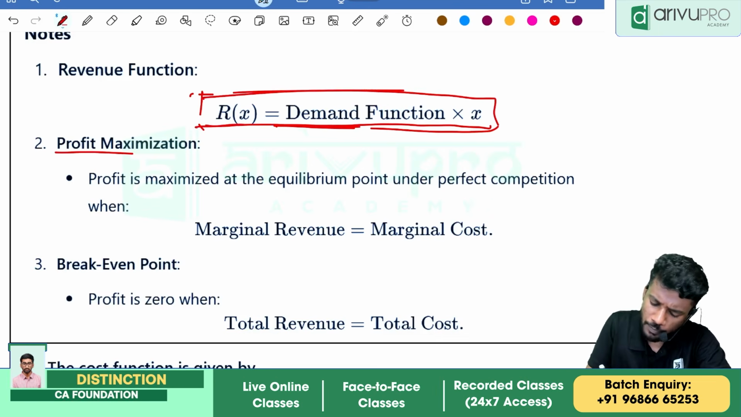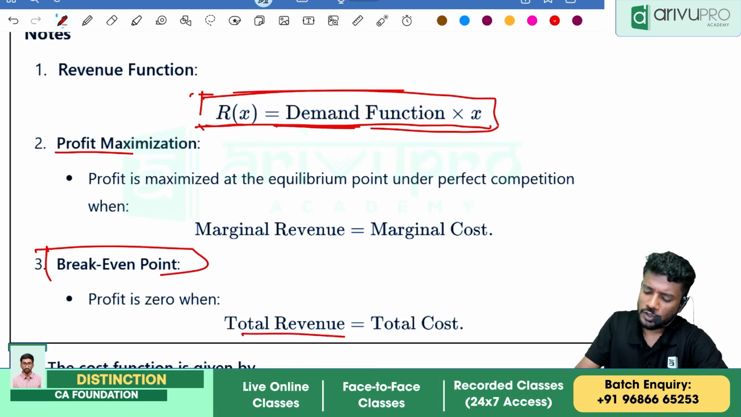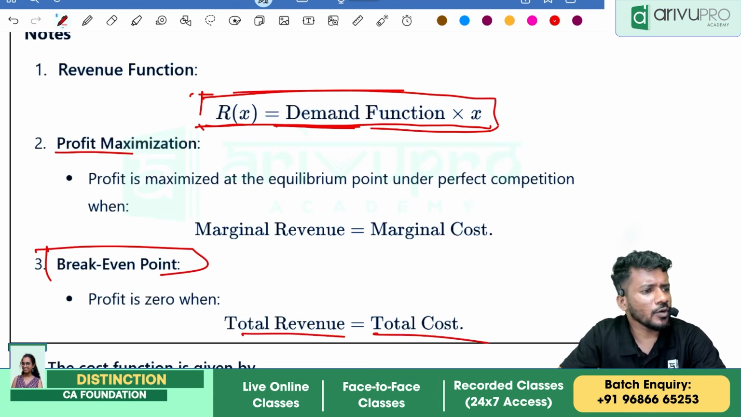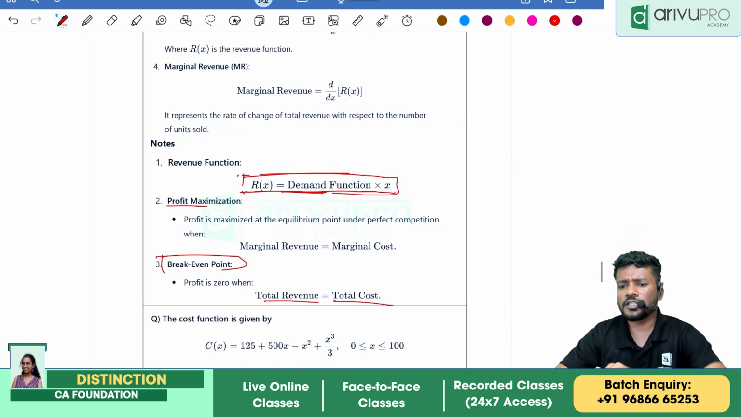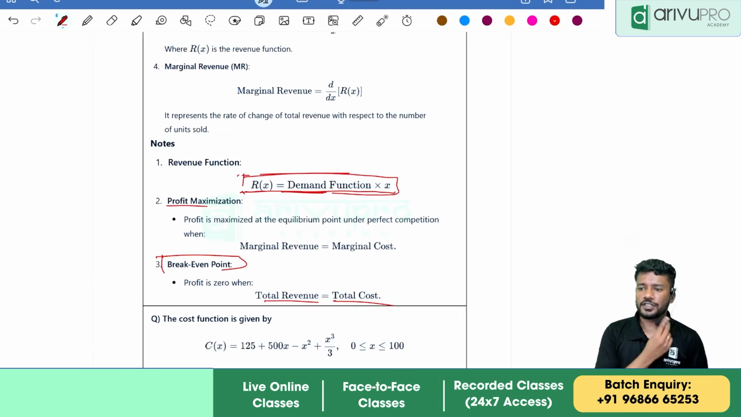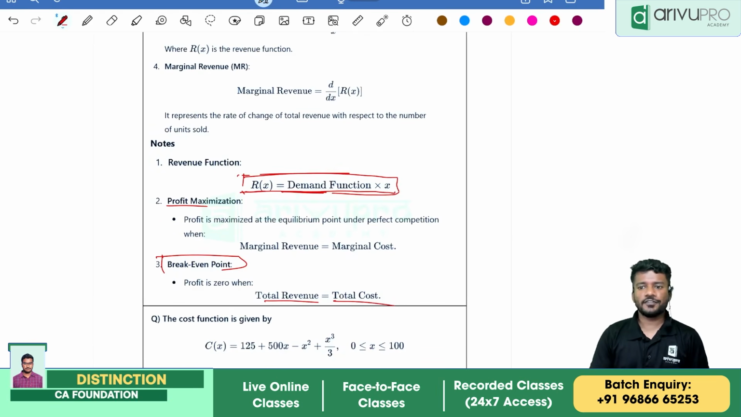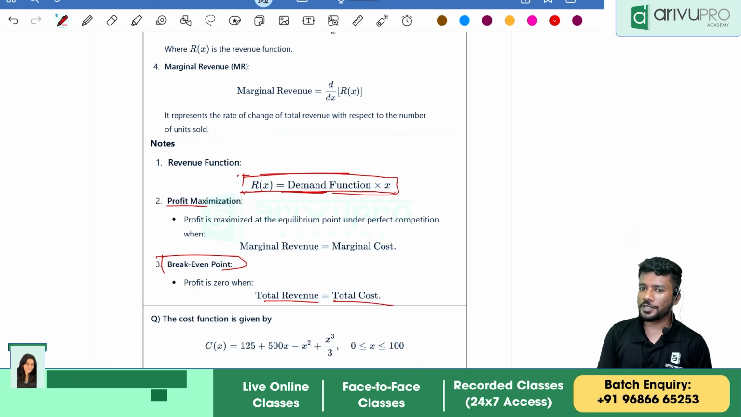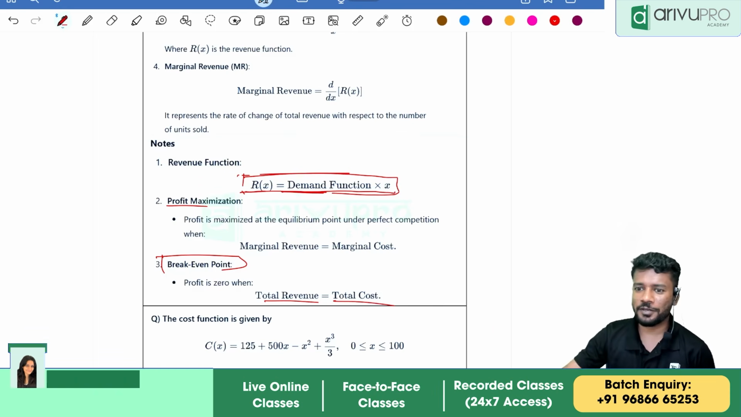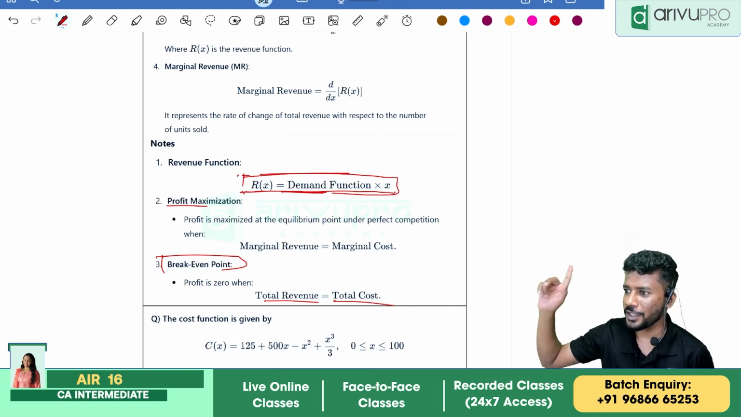For the break-even point, you can make a note: total revenue equals total cost. Now I am randomly asking you one question. What is profit function? Yes, revenue function minus cost function. Then another question: what is marginal profit? Derivative of the profit function. What is average profit? Profit function divided by x. Done. Keep that in mind.